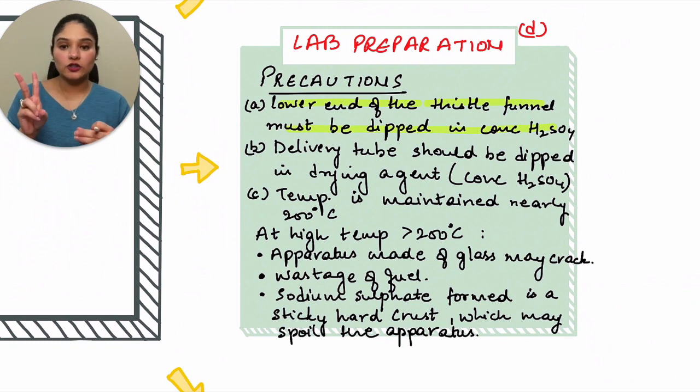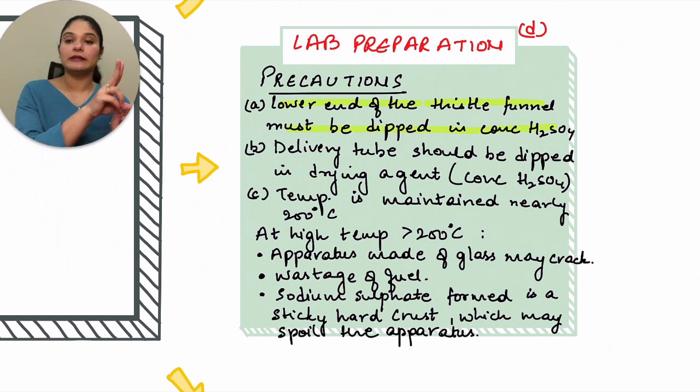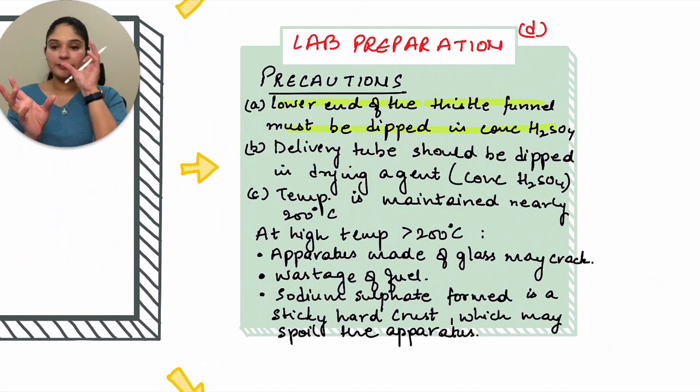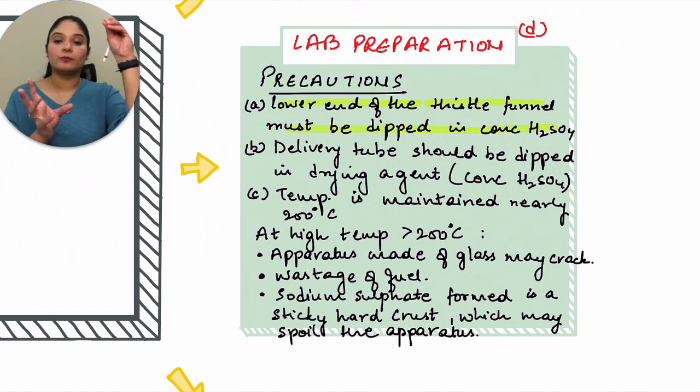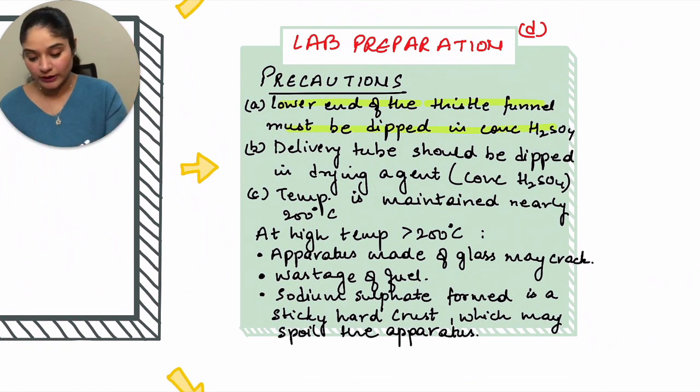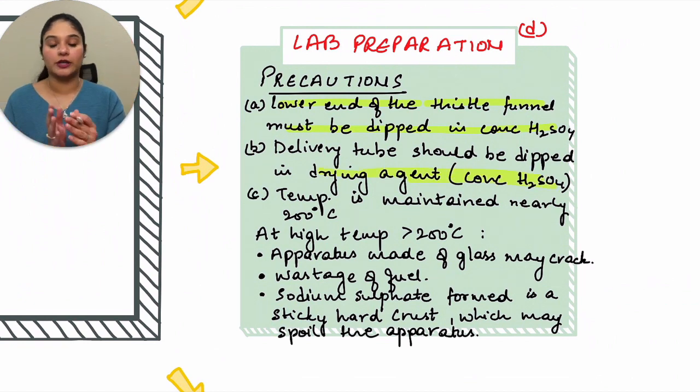The second precaution is delivery tube should be dipped in drying agent. So the drying agent is in the second portion, and your delivery tube in which the HCl gas is going out should be dipped in the drying agent. What is the drying agent? It is concentrated H2SO4. Now temperature is maintained nearly 200 degrees Celsius. That is the third precaution.